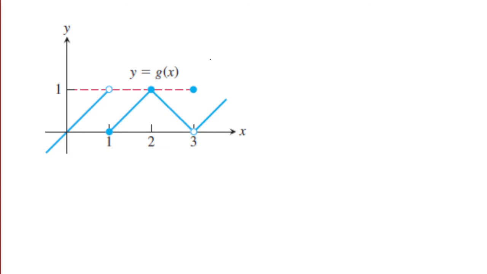We're given the graph of y equals g of x. We want to see what the following limits are. Starting off, we have the limit as x approaches 1 of g of x.